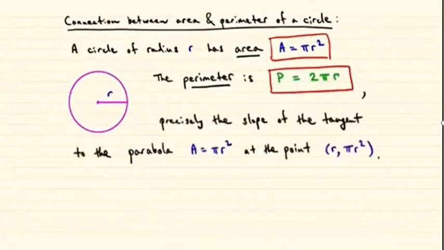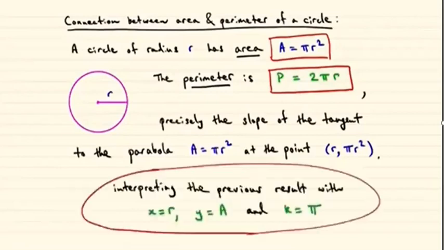So the parabola A equals pi r squared at a point with coordinates r and pi r squared, where we interpret our previous result using r for x, capital A for y, and pi for k. This isn't a coincidence. It's an instance of something quite profound in mathematics.